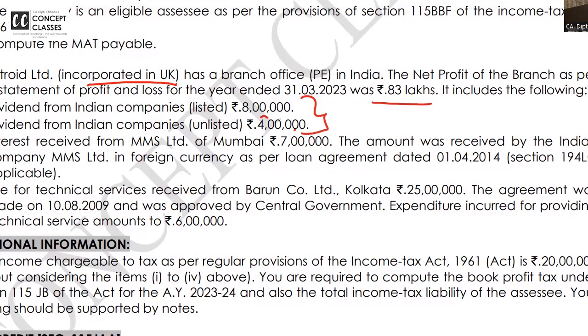Dividend from Indian companies. Interest received from MMS Limited, Mumbai. The amount was received by the Indian company in foreign currency as per the loan agreement. So 194LC is applicable. On this interest income, you just have to pay 5% tax. We ask them to invest in India. Whatever interest we give them on the loan, TDS is deducted under 194LC at 5%. I'm giving you the rates because we have not done 194LC yet. We'll be doing it in the non-resident chapter.